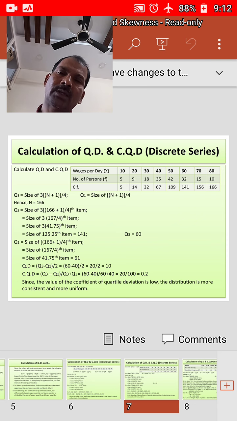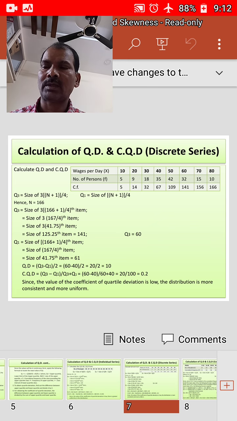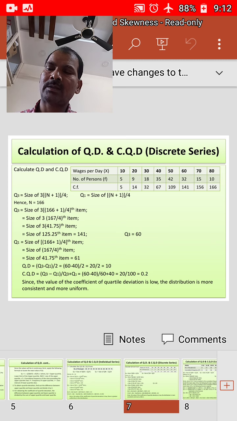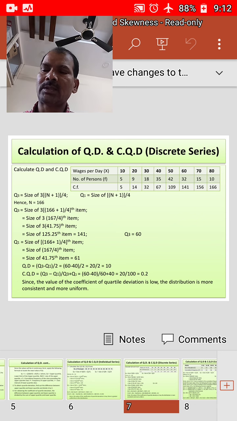Now as frequency is given, we need to find the cumulative frequencies. Cumulative frequencies are obtained by adding: first, the people earning 10 rupees per day are 5, and 20 rupees per day earning people are 9. 5 plus 9 is 14. In the same manner, 14 plus 18 is 32, 32 plus 35 is 67, 67 plus 42 is 109, 109 plus 32 is 141, 141 plus 15 is 156, and 156 plus 10 is 166. Hence, n is equal to 166.